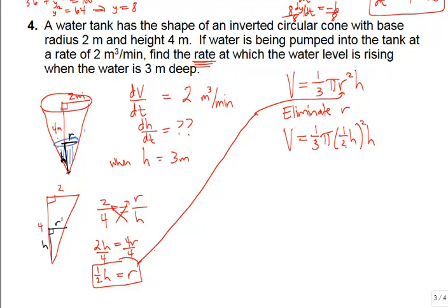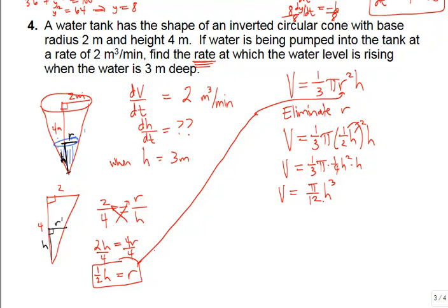Now you definitely want to simplify this before we start taking our derivatives. So let's clean it up. We're going to get a 1/3 pi times a 1/4 h squared times h when we square both of these. And cleaning it up even more, 1/3 times 1/4 is 1/12. So this is going to be pi over 12, and an h squared times an h is an h cubed. So here's our new volume formula that has no radius involved anymore.